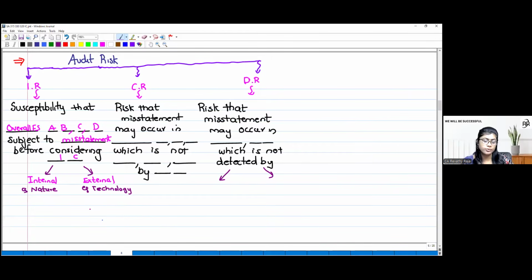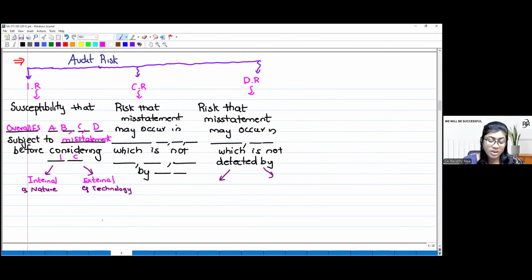So it can be both. Now come to the next one. Control risk. And what is control risk? Risk that nature of business. Nature of business means characteristics. It can happen because of characteristics of business also. Nature means characteristics.